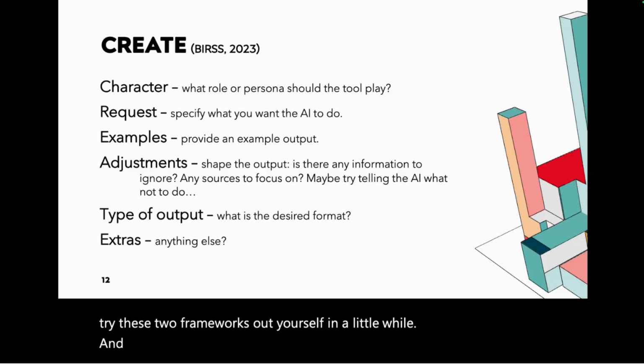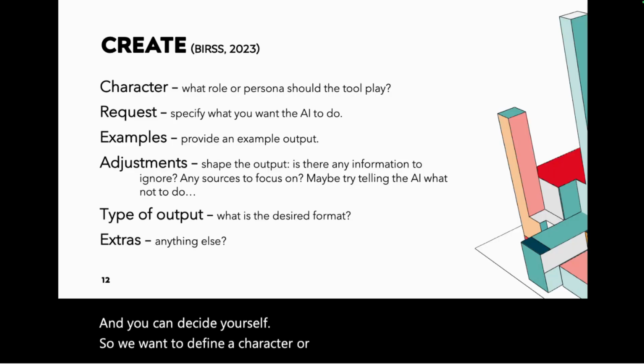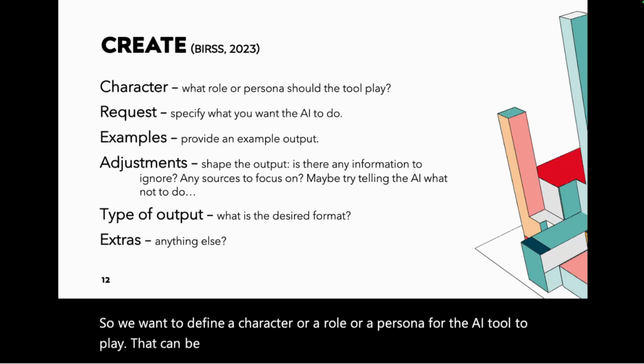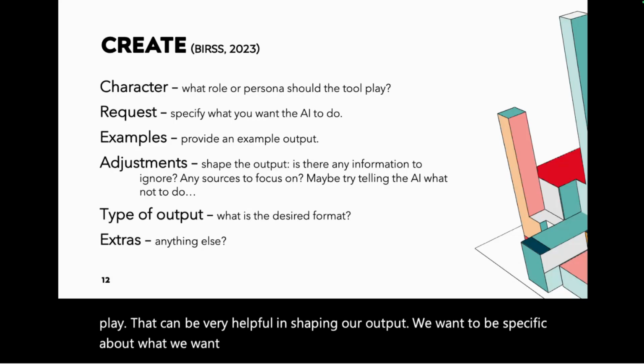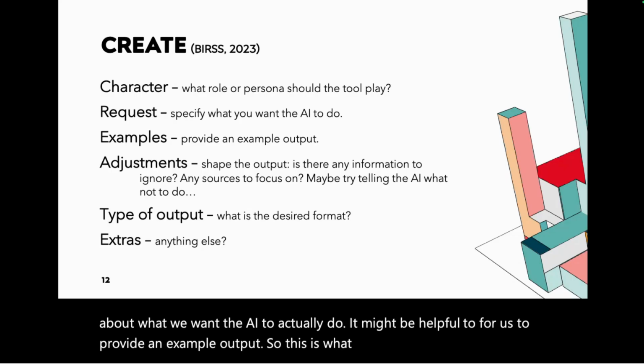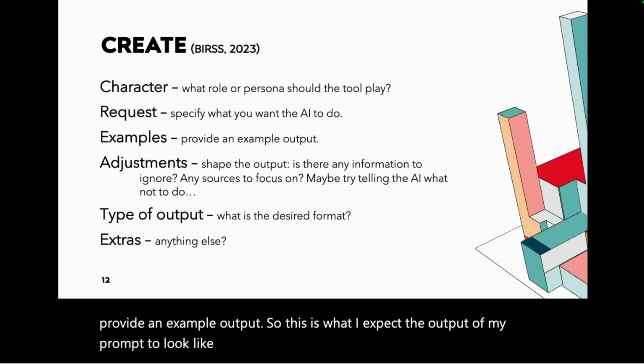So we want to define a character or a role or a persona for the AI tool to play. That can be very helpful in shaping our output. We want to be specific about what we want the AI to actually do. It might be helpful for us to provide an example output. So this is what I expect the output of my prompt to look like. Are there any additional adjustments?